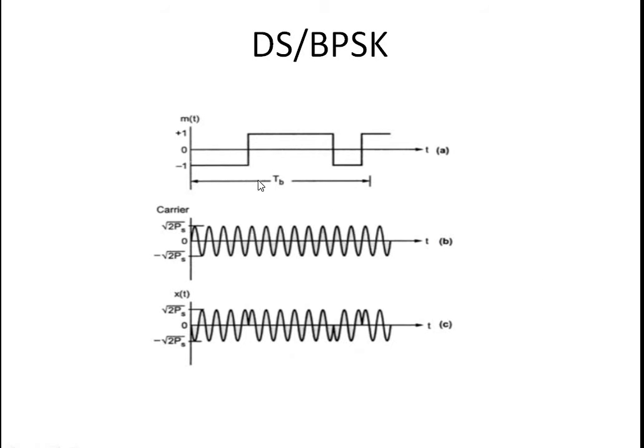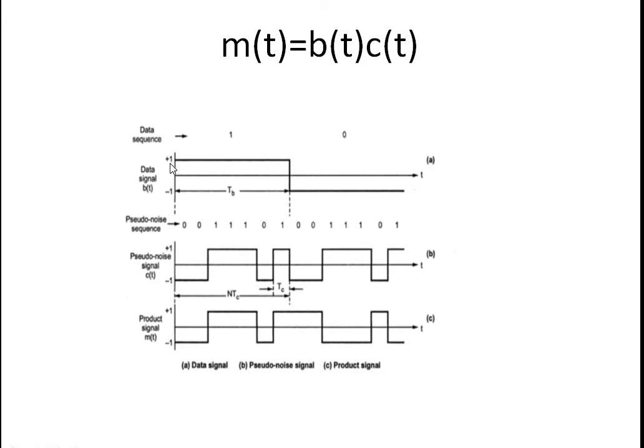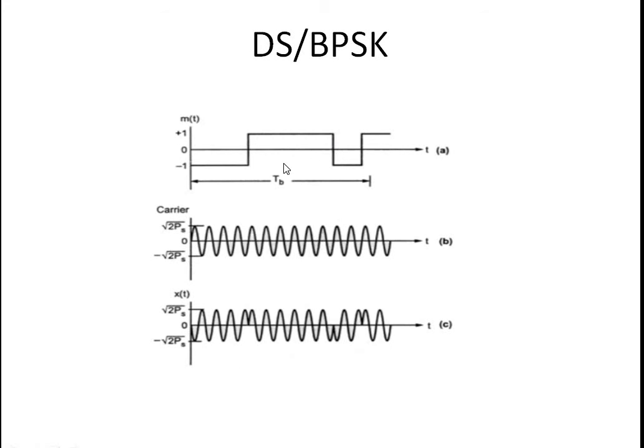So this is m(t). This is the b(t) signal, the NRZ form of the b(t) signal. This is the NRZ form of the c(t) signal. If we multiply them, we get this m(t) signal. This m(t) is given to the BPSK modulator. This is a high frequency analog signal. The phase of the high frequency analog signal will be changed based on this m(t) signal. So finally we get the direct sequence BPSK signal.